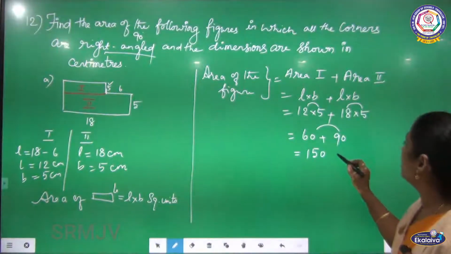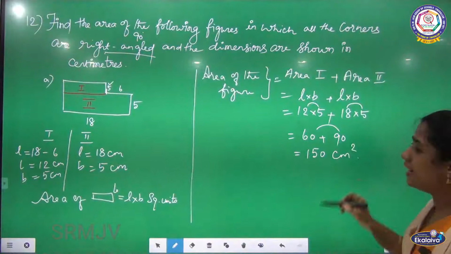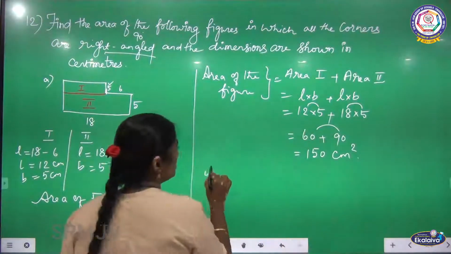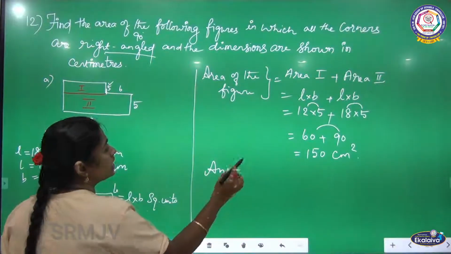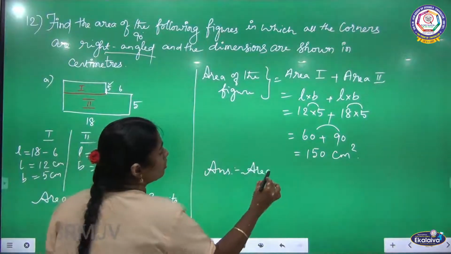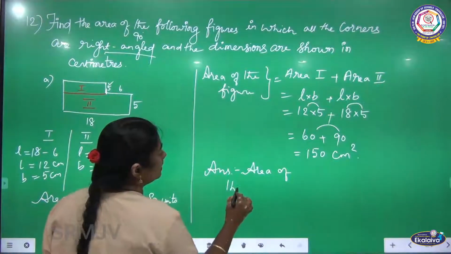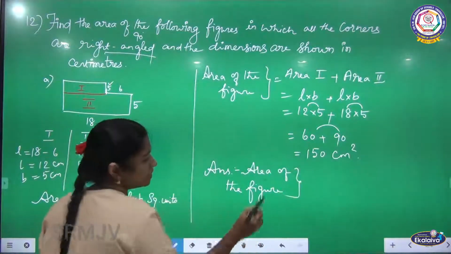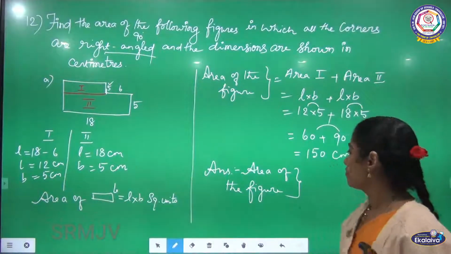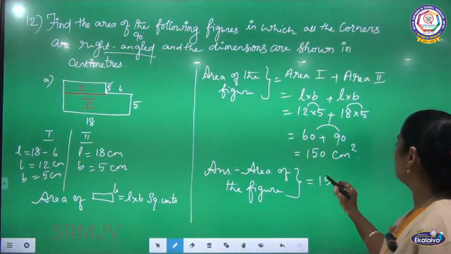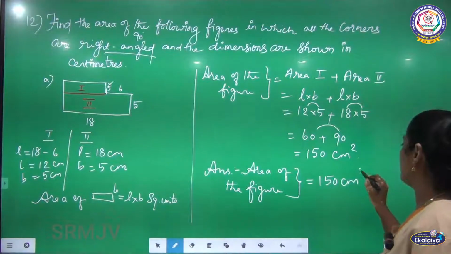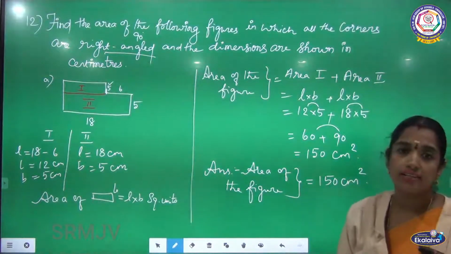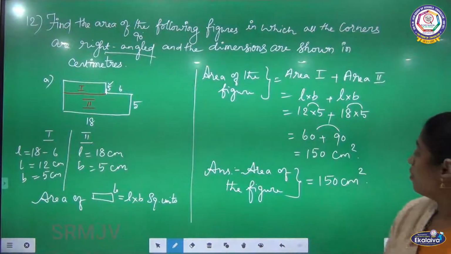The unit should be in what? Centimeter square. Got it? Now finally you write the answer. What is the answer you are going to write? Area of the figure is equal to 150 centimeter square. Can you understand this children? Shall we move on to the next sum?